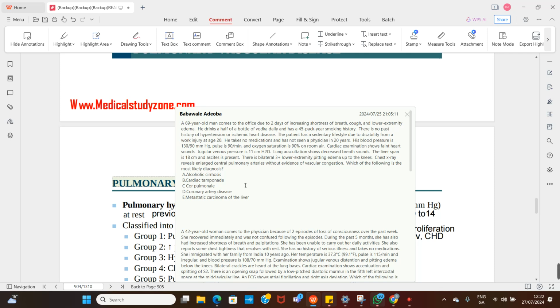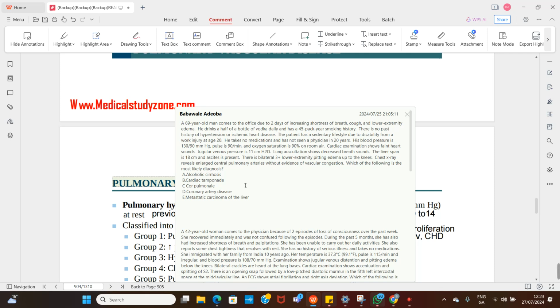Lung auscultation shows decreased breath sounds. The liver span is 18 and ascites is present. There's a bilateral 3 plus lower extremity edema up to the knees. The chest X-ray shows enlarged central pulmonary arteries without evidence of vascular congestion. Which of the following is the most likely diagnosis?